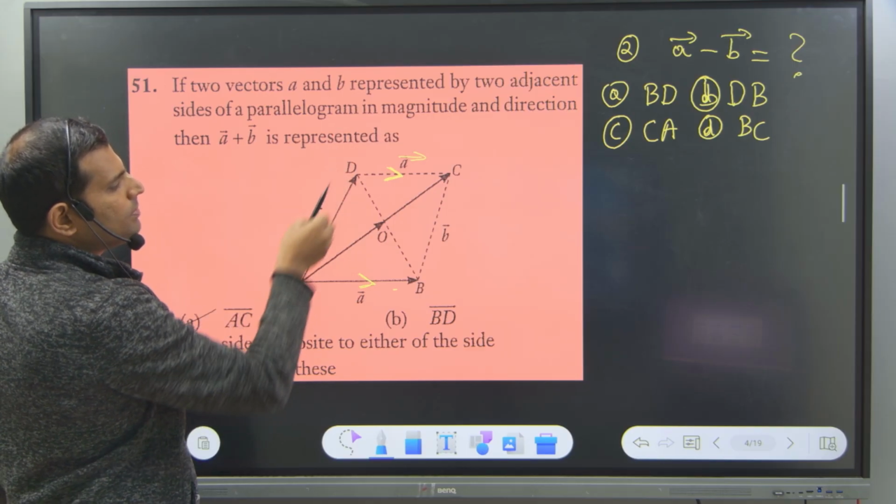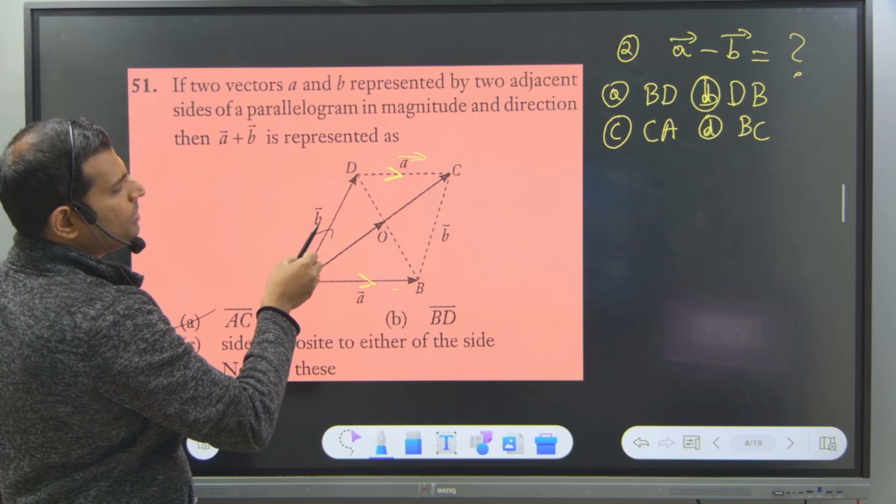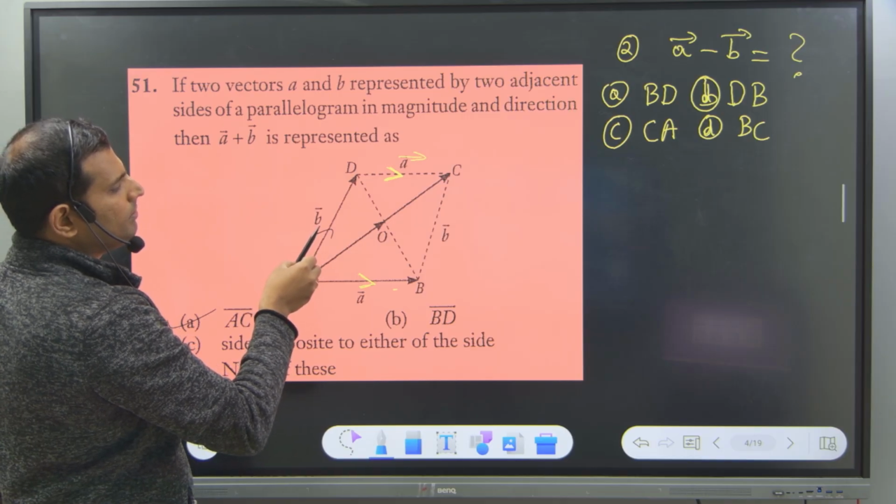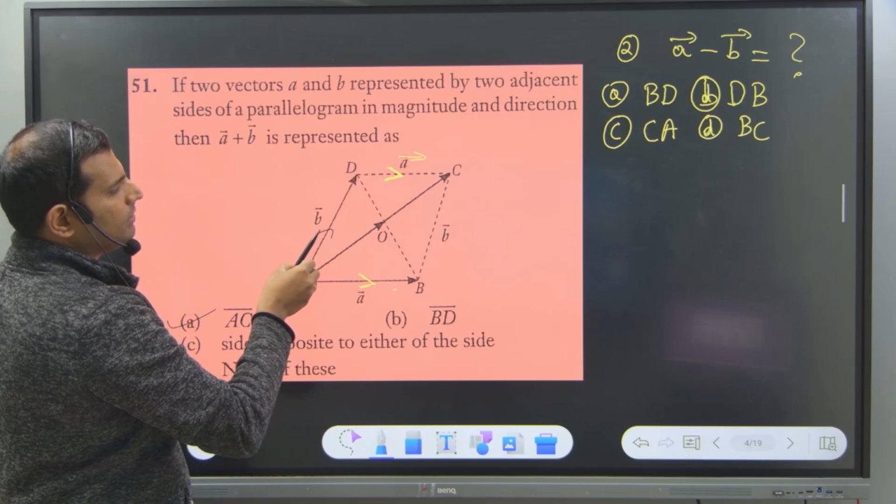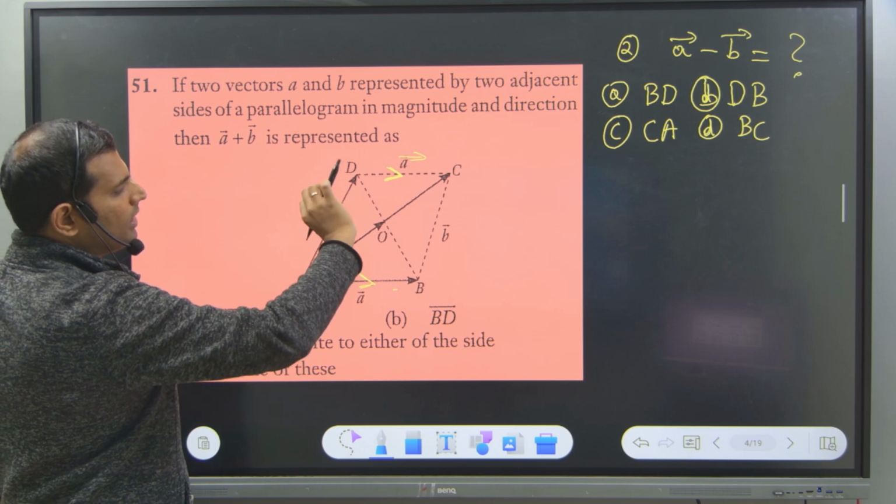So what happens with minus B? Minus B means in which direction? Minus B means the opposite direction.